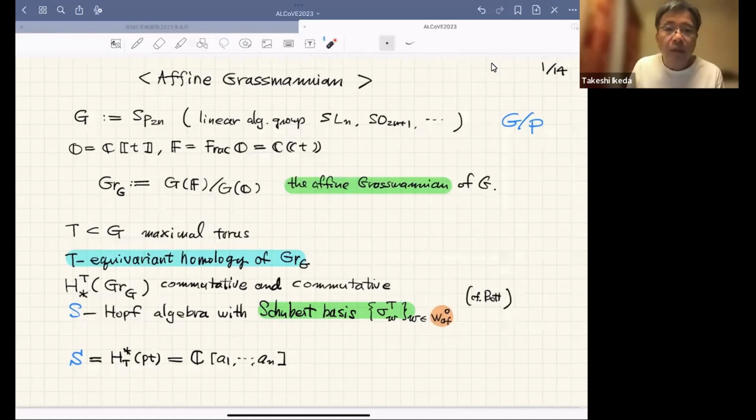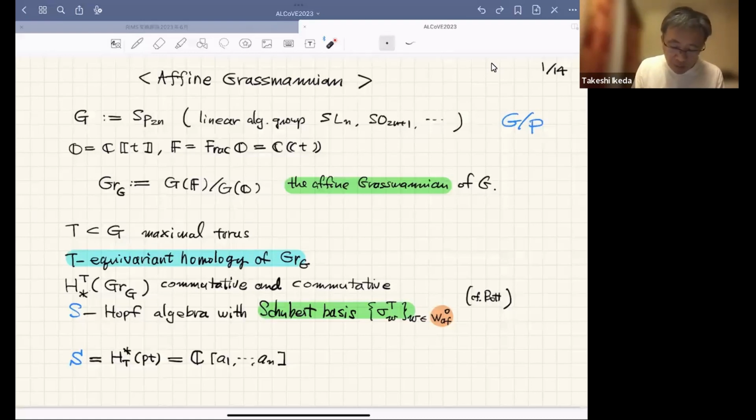So the affine Grassmannian is defined to be the homogeneous space of this group. This is the group of F-valued points of our linear algebraic group, and this is the subgroup of all O-valued points. So this is an infinite dimensional variety of our interest.